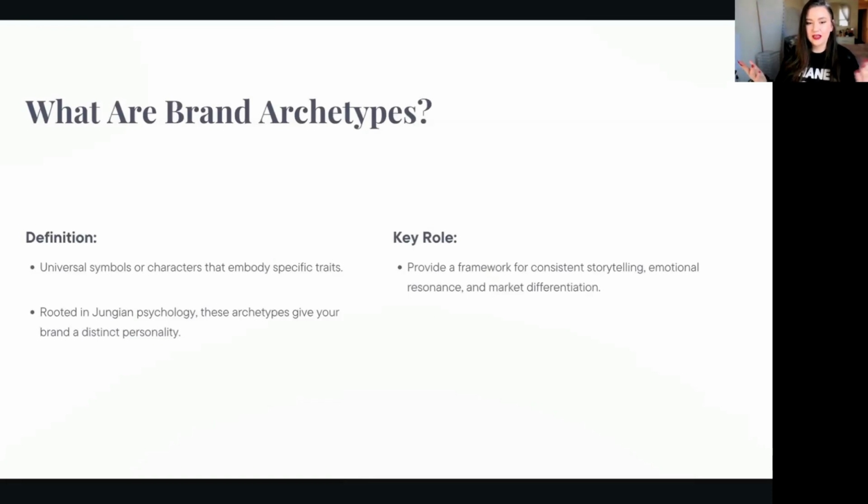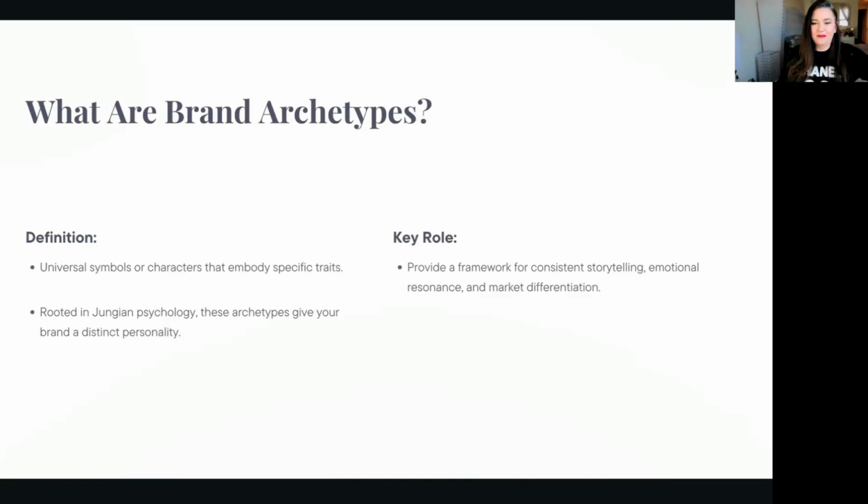So effectively, what are brand archetypes? They are universal symbols or characters that embody specific traits. Rooted in Jungian psychology, these archetypes give your brand a distinct personality. Carl Jung is the one who came up with this, and he assigned it to people. So we all kind of fit into one of roughly 12 to 15 categories of the type of people we are. So even though we are totally snowflakes and we are all individual and perfect, we also kind of fit into a couple of boxes, right? And we can mix the boxes together.